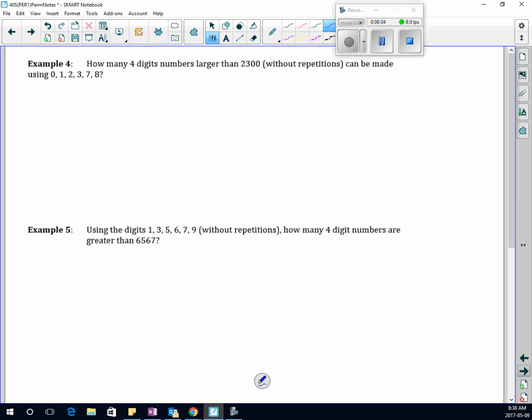Now I'm just throwing stuff at you here. These are, again, the digit questions are the hardest questions, right? How many 4-digit numbers larger than 2300 without repetitions can be made using the digits 0, 1, 2, 3, 7, 8? Well, I'm sure we're going to have more than 2 cases. So what's the next biggest number I can make? Yeah, 2301. And then when would I have to change that case?